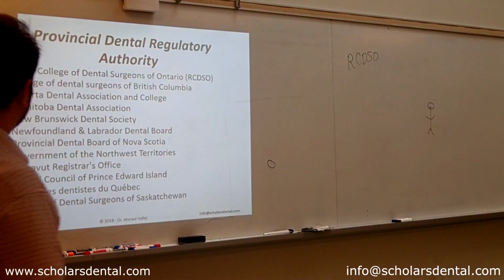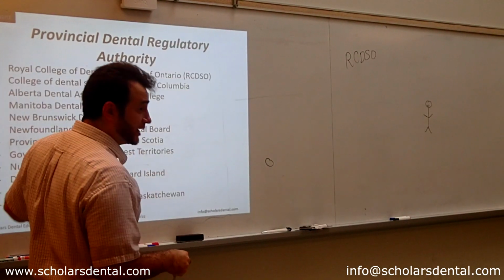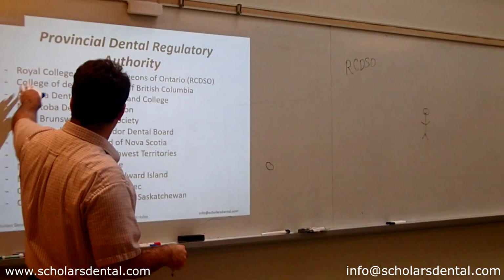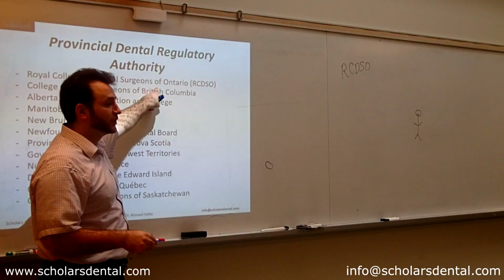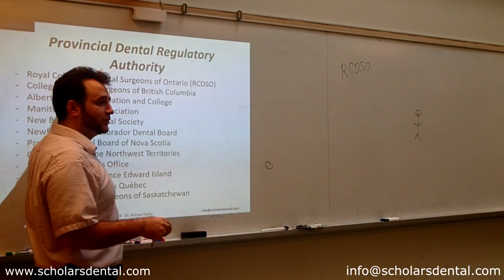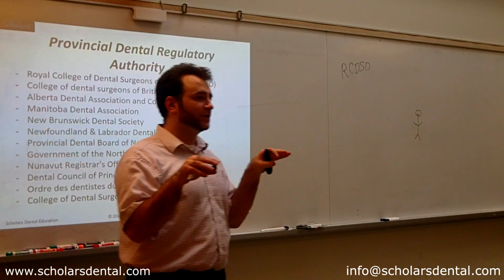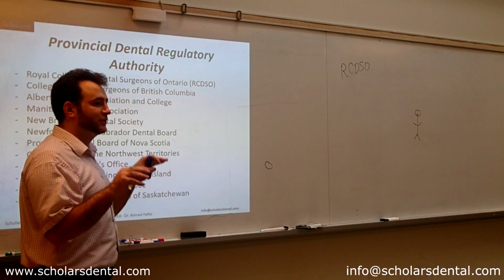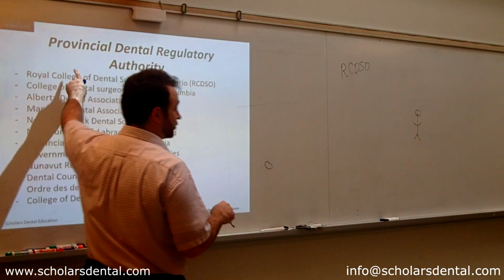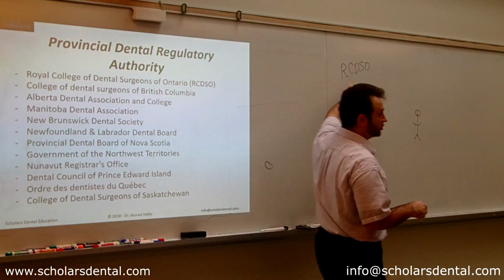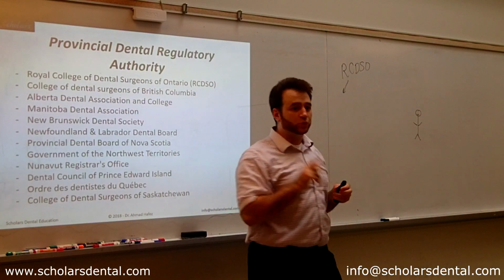Okay, so the provincial dental regulatory authorities, each province has a different one. Okay, so you see they're all different names. The one in Ontario is called the Royal College of Dental Surgeons of Ontario. They are the people that watch over the dentists. Okay, they monitor what we're doing. They get us in trouble if we're doing something bad. Okay, they give you your license. So that's who the RCDSO is. They give you your license to work.